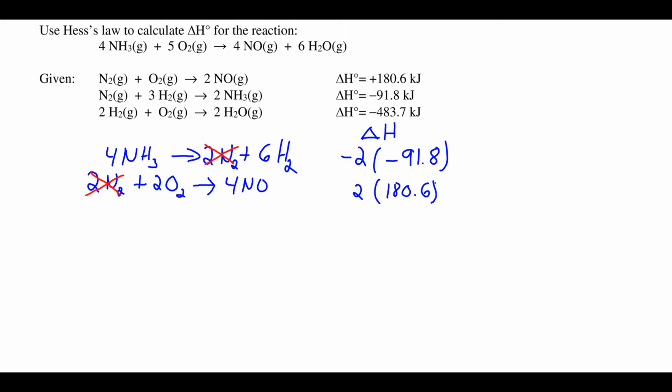What does appear in the target equation is water, 6 moles of water. Here we have 2 moles of water. So let's try multiplying this last equation, all the coefficients, by 3, and therefore we're going to have to multiply our delta H by 3.